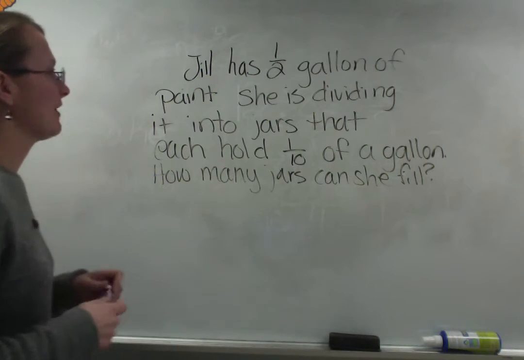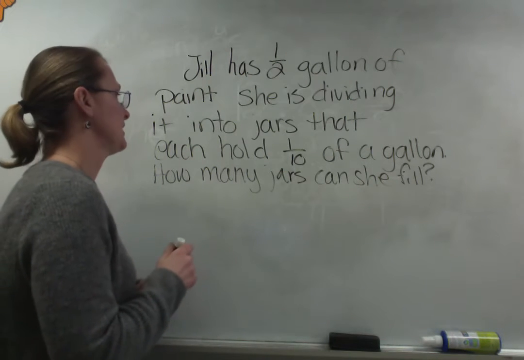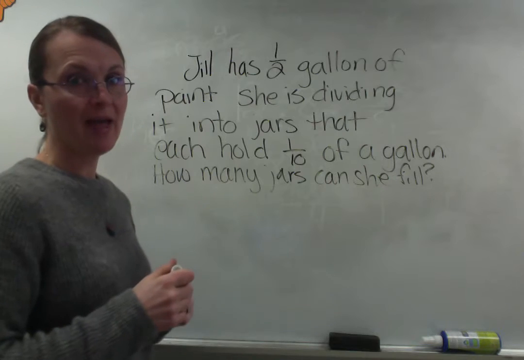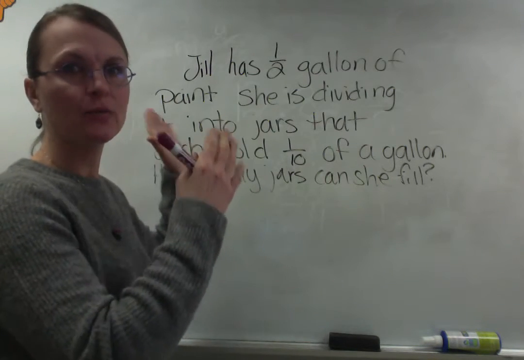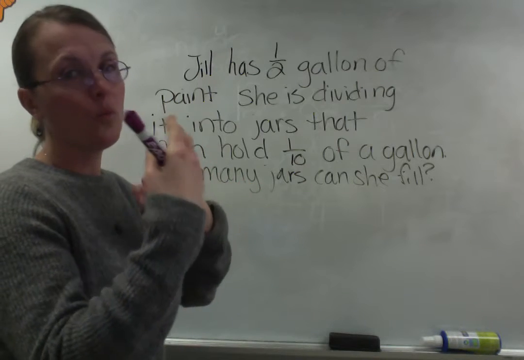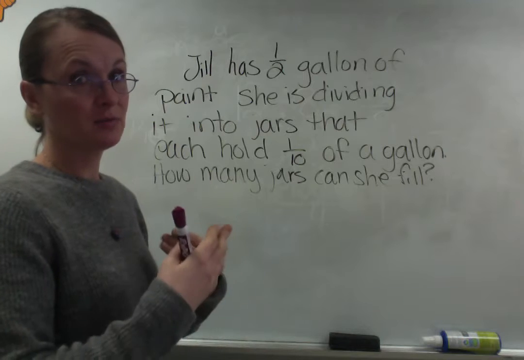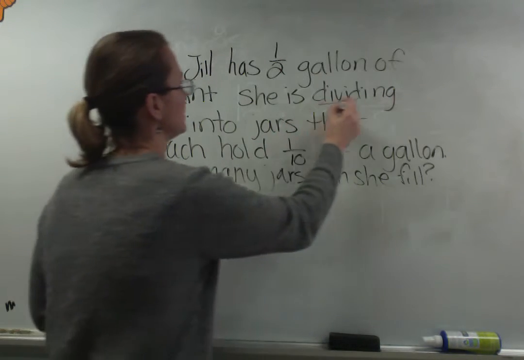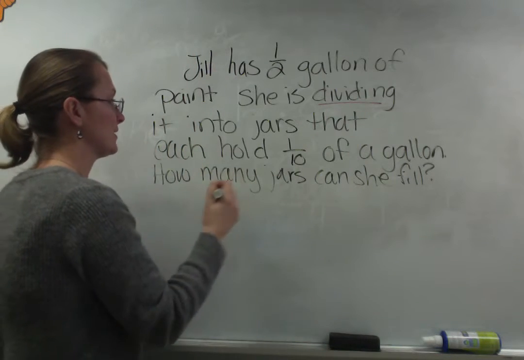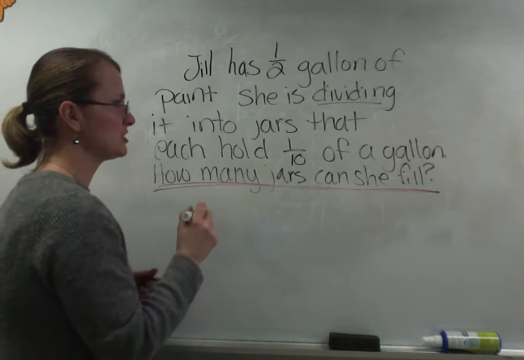Jill has a half a gallon of paint. She is dividing it into jars that each hold 1/10 of a gallon. So language is going to be a thing that we're going to talk about today. We're going to make sure we understand what's being divided, what it's being divided into, and being able to tell the difference between division and multiplication. So we're going to get to that too. So it says right here that she's dividing it into jars that each hold 1/10 of a gallon. How many jars can she fill? So here's our question. How many jars can she fill?